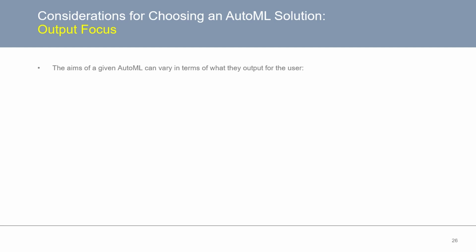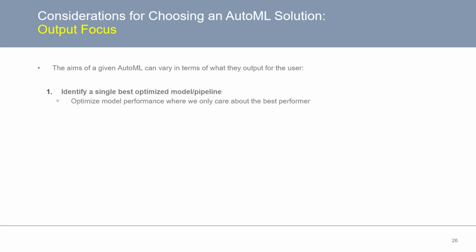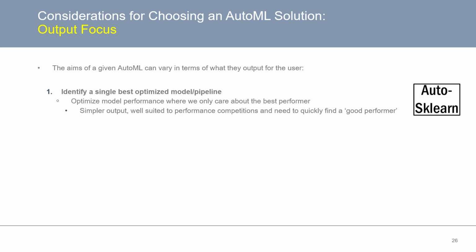Yet another consideration for choosing an AutoML is the output focus. Generally speaking, the aims of a given AutoML can vary in terms of what they output for the user. One output focus is to identify a single best optimized model or pipeline. Here, the goal is to optimize model performance, where we only really care about identifying the best performer at the end of the run. This effectively yields simpler overall output for the user, and it would be well suited to machine learning performance competitions or a user's general need to just quickly find a good performer. Auto-Sklearn is an example of an AutoML with this type of output focus.